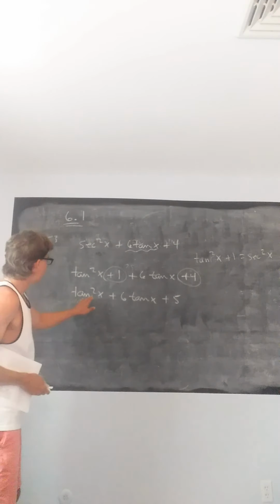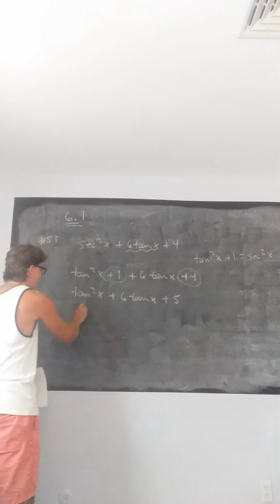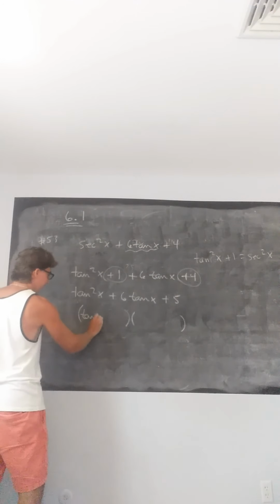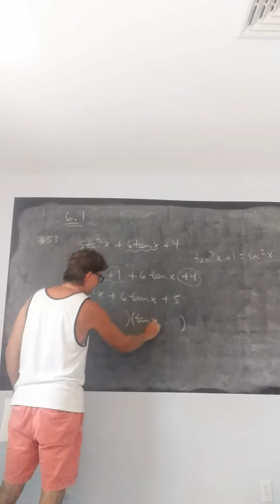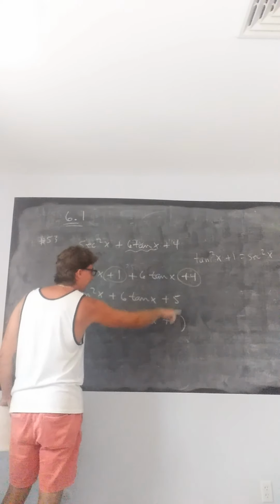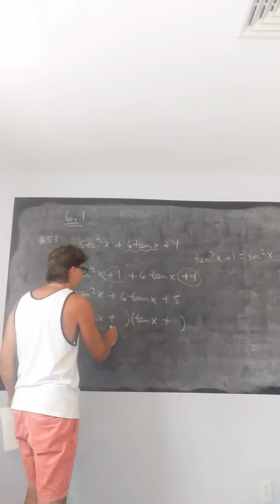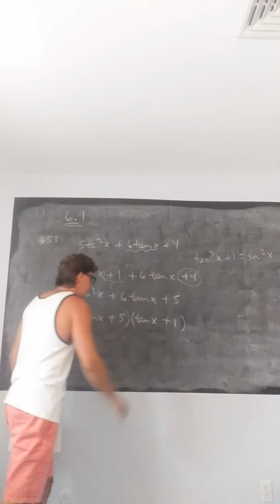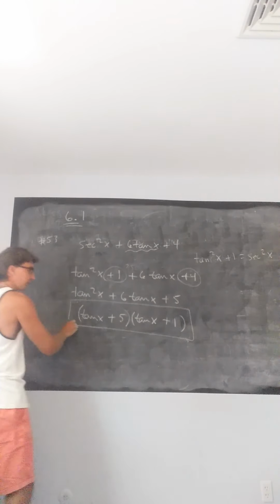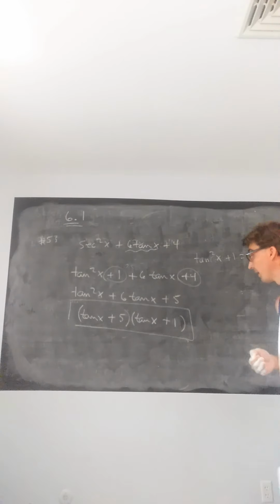Now you're in good shape because this is tangent and tangent, so we can split up as tangent apiece. So in your 2 parentheses you've got tangent of x and tangent of x. They're both pluses. Things that multiply to 5 but add to 6, the only choice you have is 5 and 1. So your answer is tangent of x plus 5 times tangent of x plus 1. And there you have it.